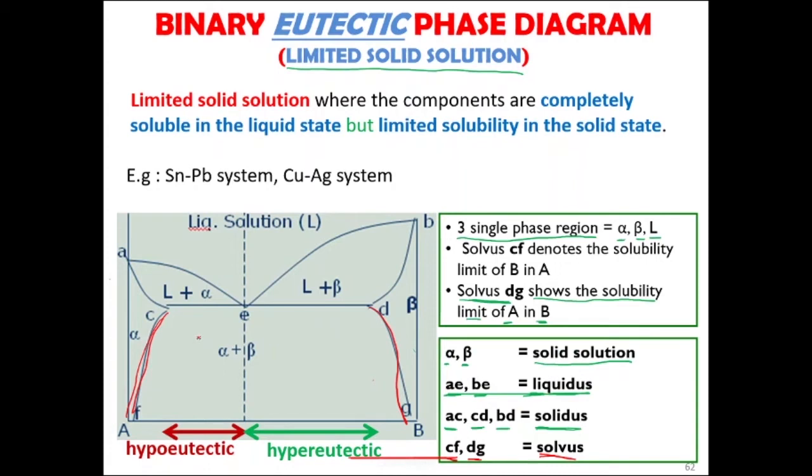At this area, after the solvus line, for example, over here, when we mix A and B, it will form separate phases of solid alpha and beta. After the other solvus line, over here, for example, when we mix A and B, they will form a single solid phase. We denote it as beta.